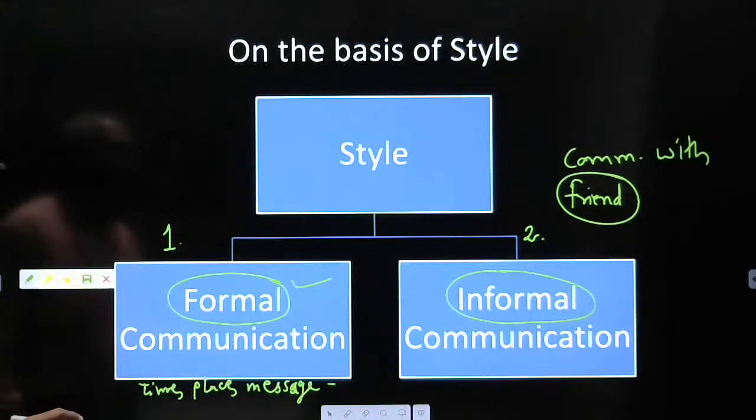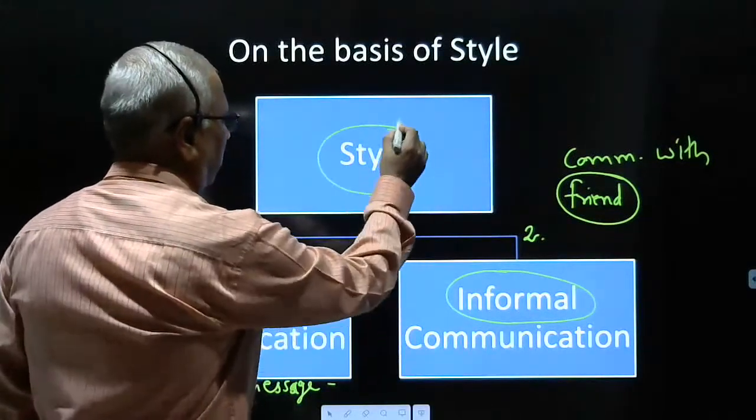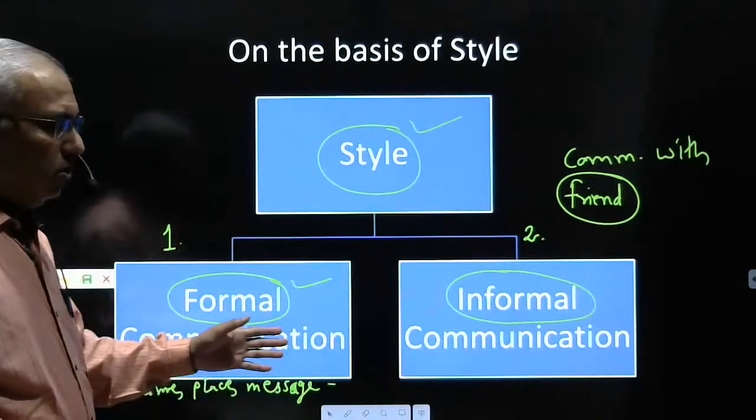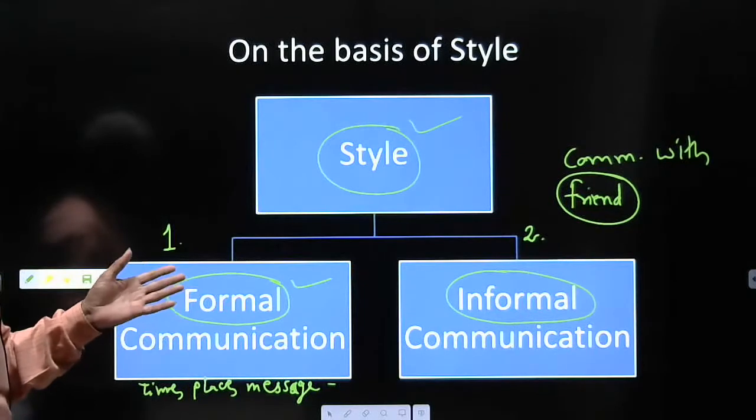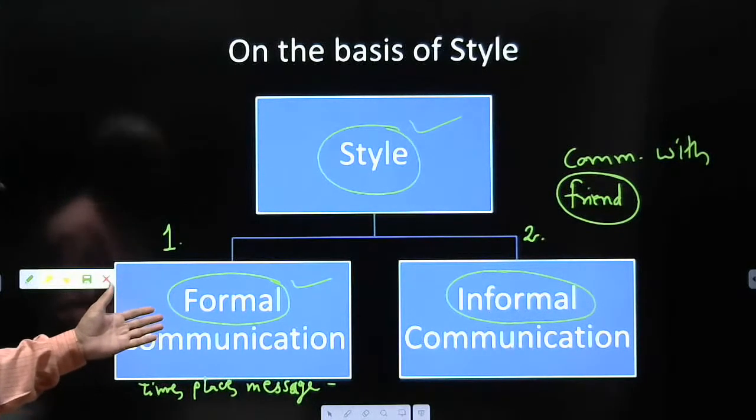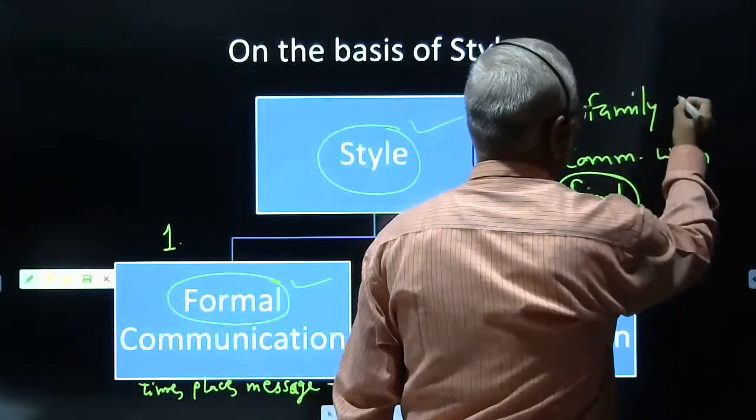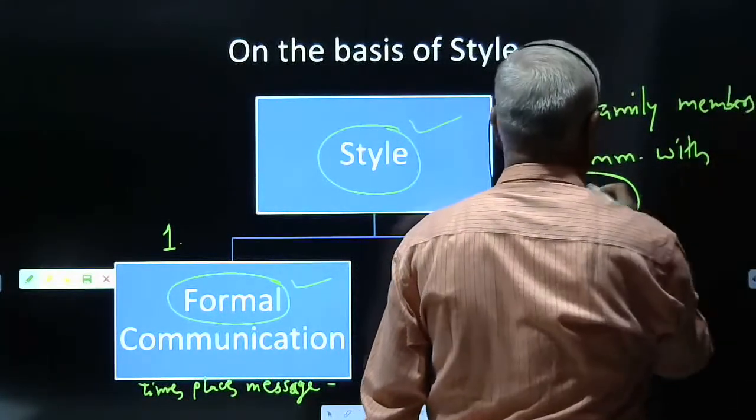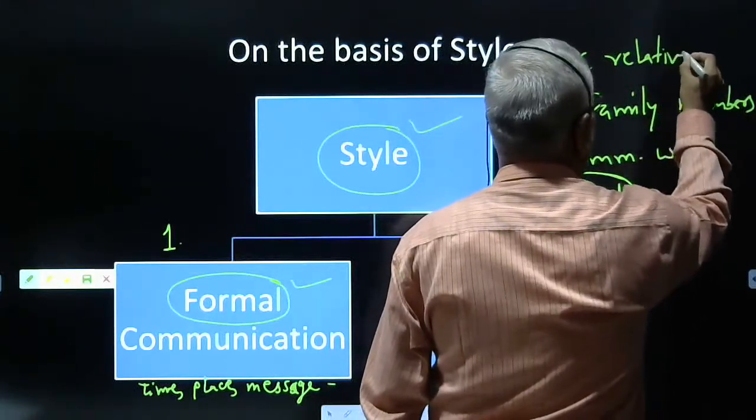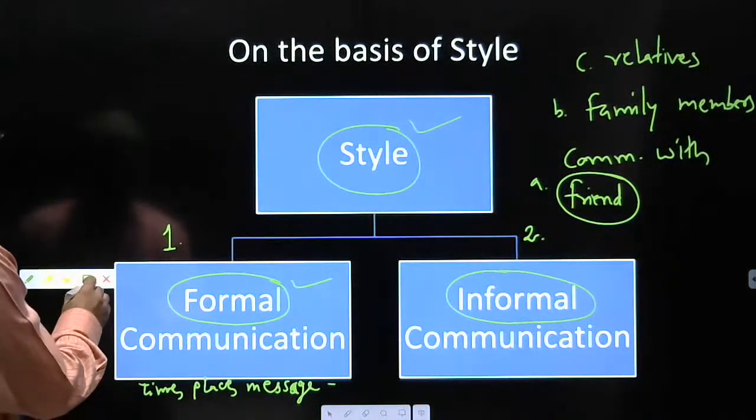So this is the first type of communication, which is based on style. You have to remember this word style very well. On the basis of style, you have these two types of communication: formal communication and informal communication. If you are talking with your teacher or any officer, that will be formal. If you are writing an application to your principal, that will be formal communication. And if you are talking with your friend, your family members, or even relatives, those are examples of informal communication. So this was the first type of communication.